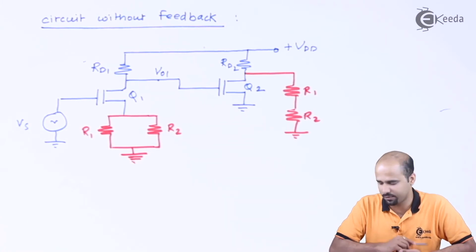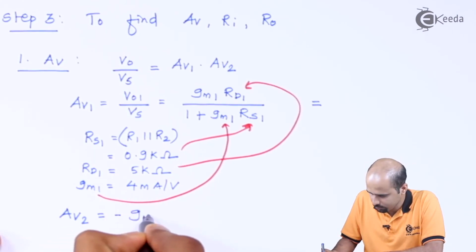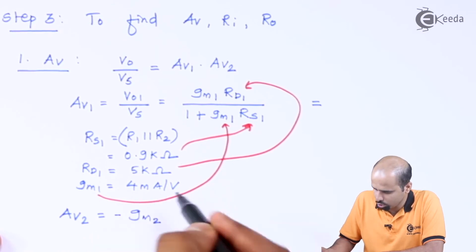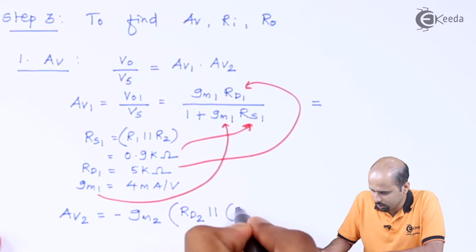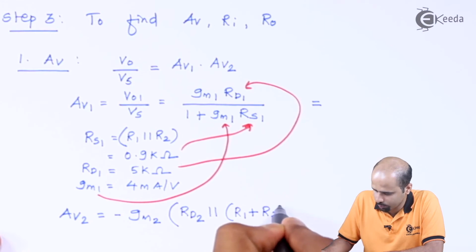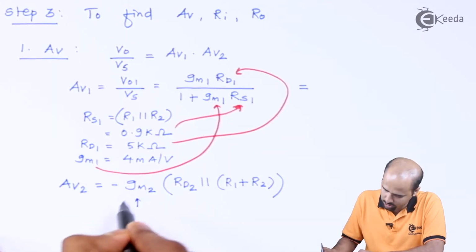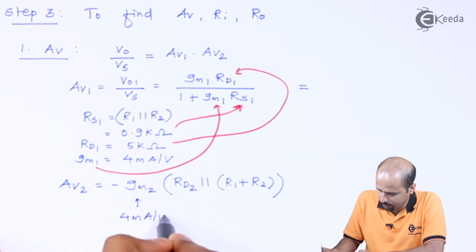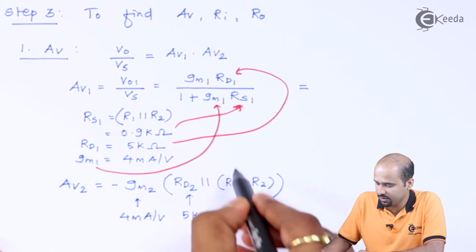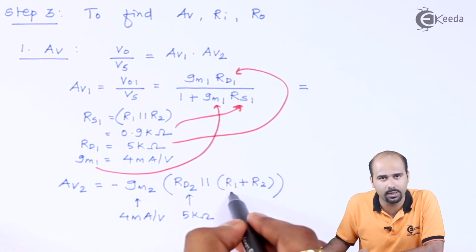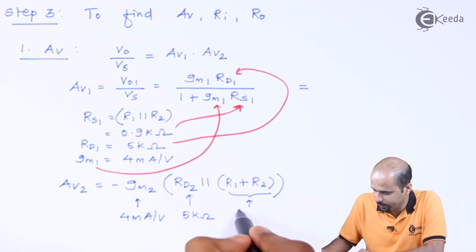So I can say that the value which is coming out is nothing but minus GM2 into RD2 in parallel with R1 plus R2. This will be the simple calculation that we have to do. I know the value of GM2, which is 4 milliampere per volts. RD2 is 5 kilo ohm. R1 has been given as 1K and R2 as 9K. So in all, by addition, we'll be getting 10K.